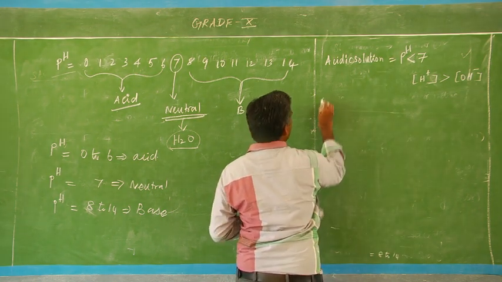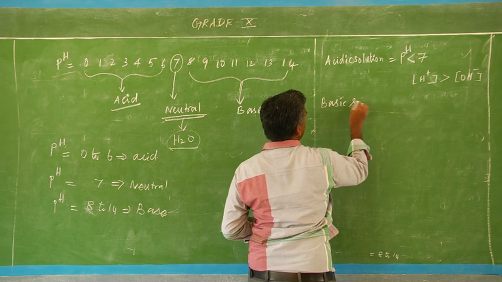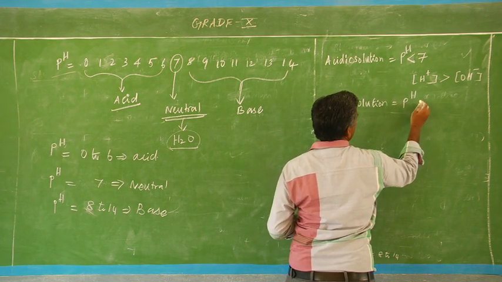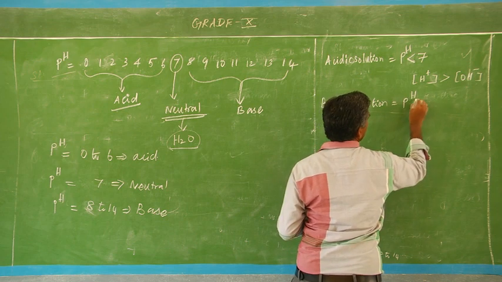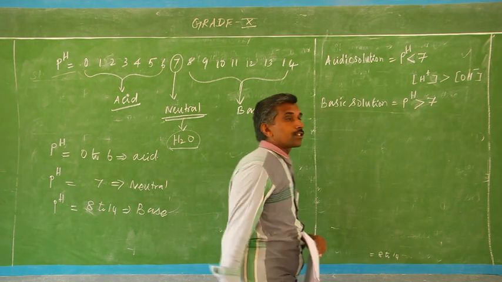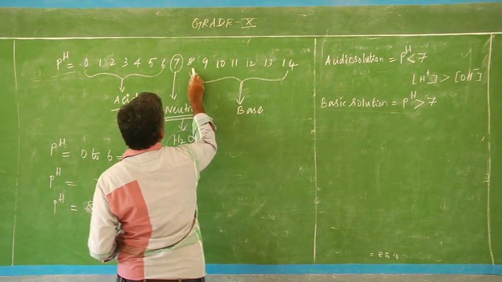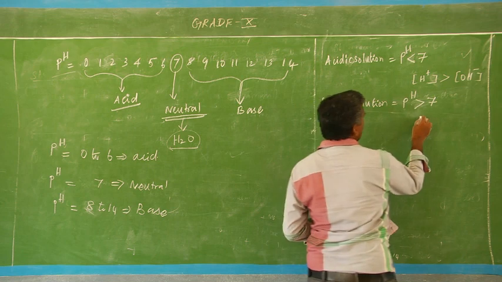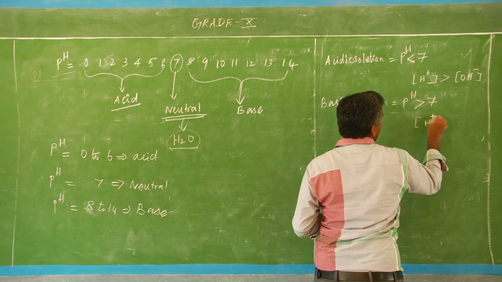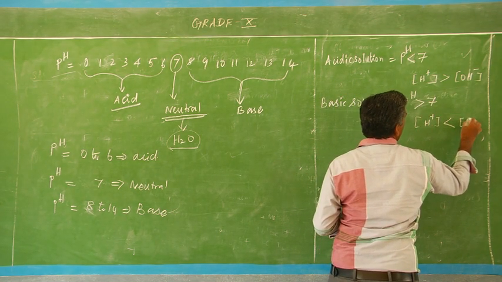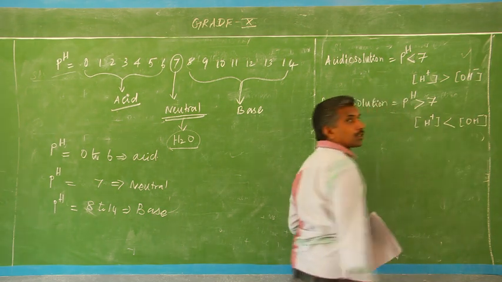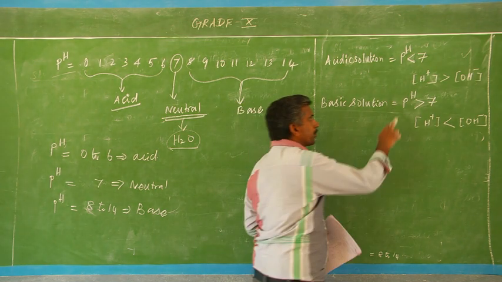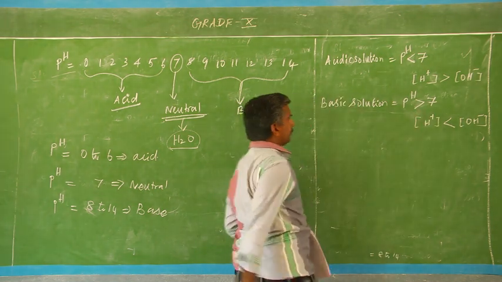Now next is basic solution. pH greater than 7, that is 8 to 14, is known as basic solution. In this basic solution, H plus ion concentration is less than OH minus ion concentration. So there is more OH minus ion in this solution, and the pH value is greater than 7.